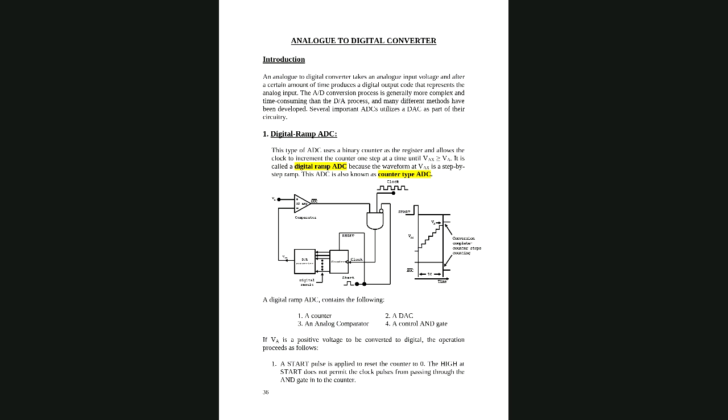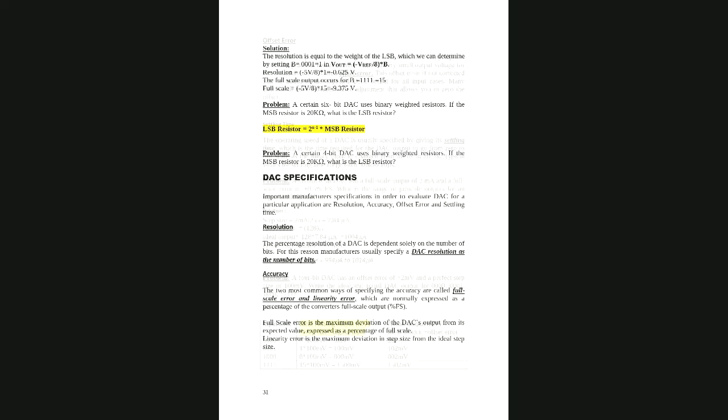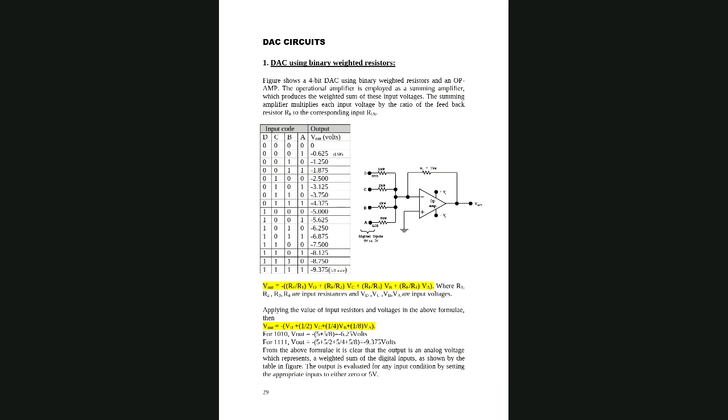Now we have the most important part. We have finished the digital to analog converter. One student asked me, teacher, you did not discuss this problem. I discussed this one already, but anyway, I will discuss it again. It gives you the relationship between the LSB resistor and the MSB resistor for our DAC using binary weighted. If you remember, we have discussed this, right?